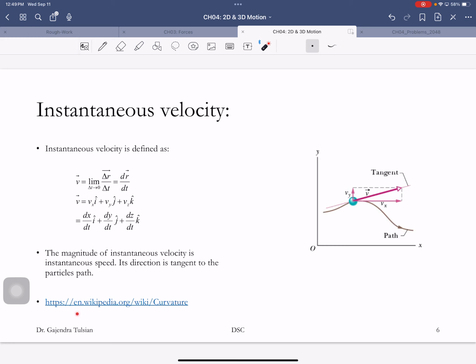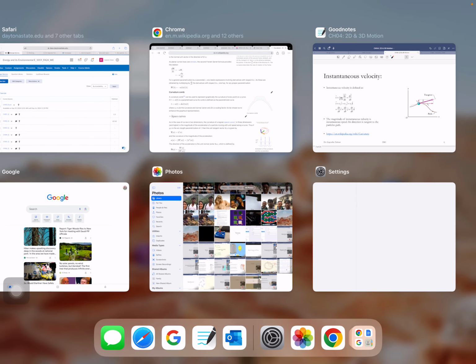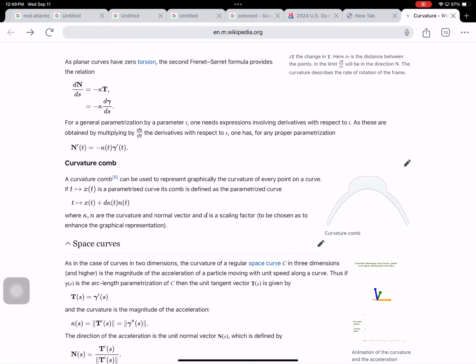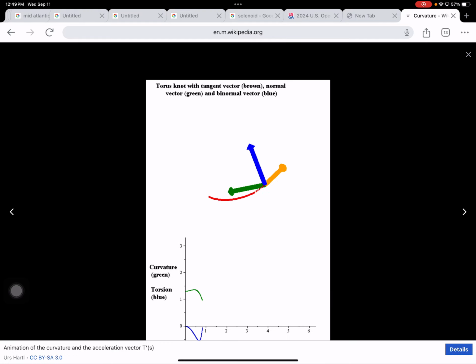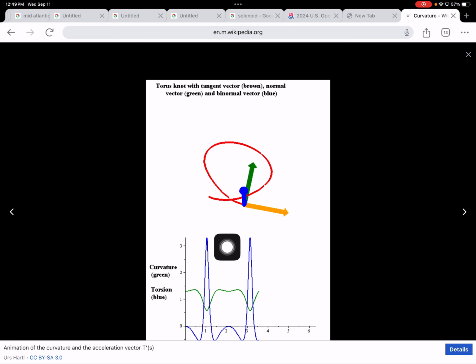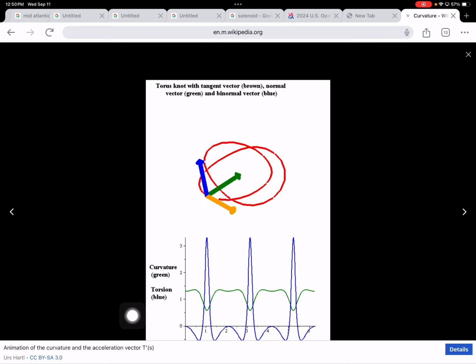So here's, for instance, if you go to this Wikipedia page, a nice three-dimensional motion. You see the brown vector is the velocity vector, and the green vector is the acceleration vector.